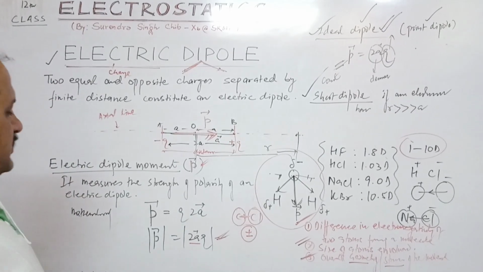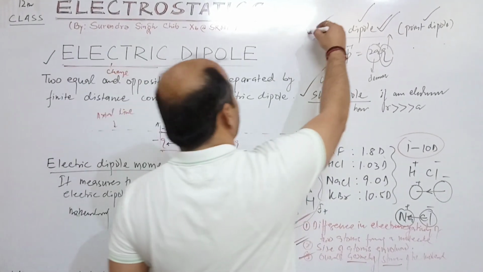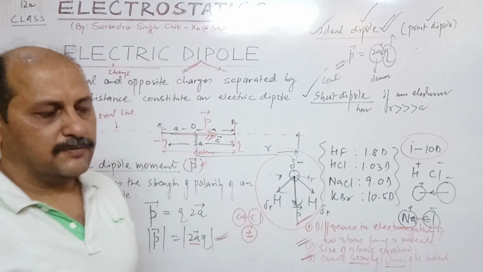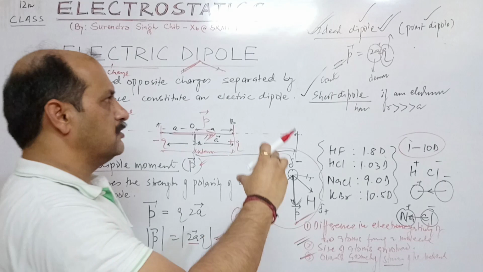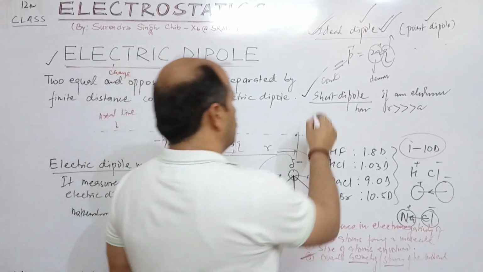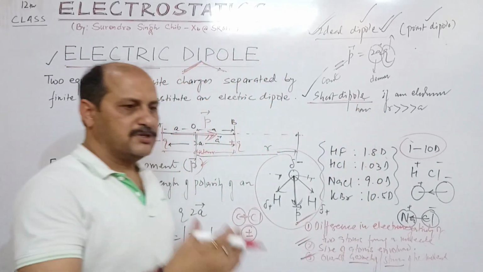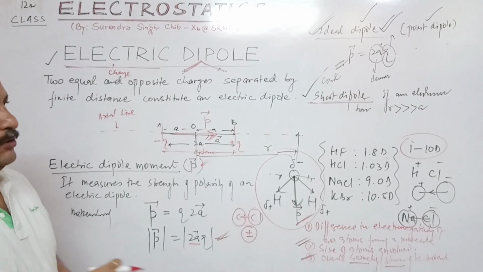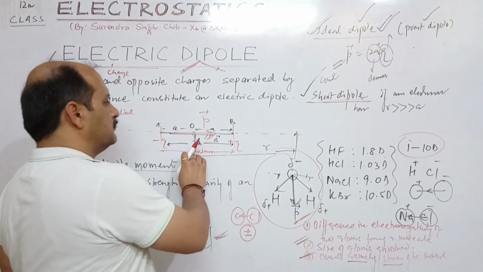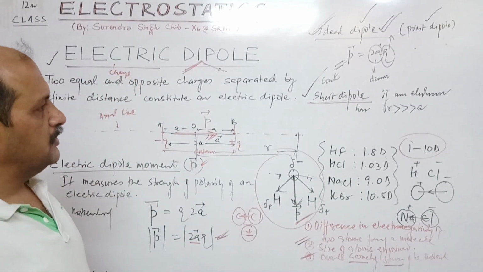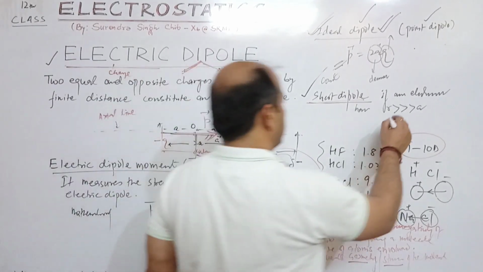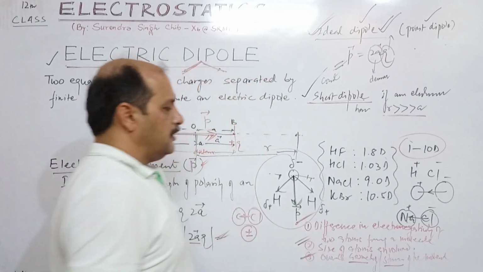Then I have explained to you about the ideal dipole. An ideal dipole is a dipole in which the separation distance is very small and the magnitude of the charge is quite large. A short dipole is one in which the separation distance is very small as compared to the distance at which electric field intensity or potential is to be calculated. That is when r is very much greater than a.